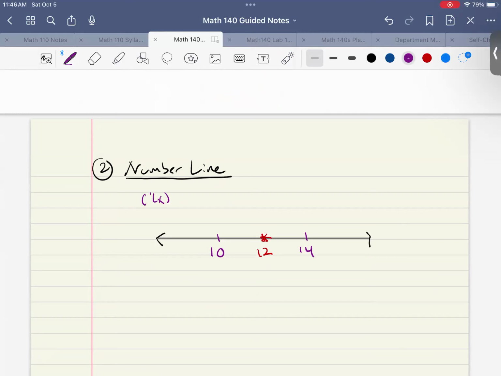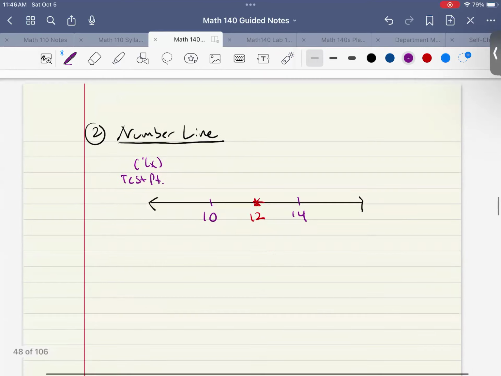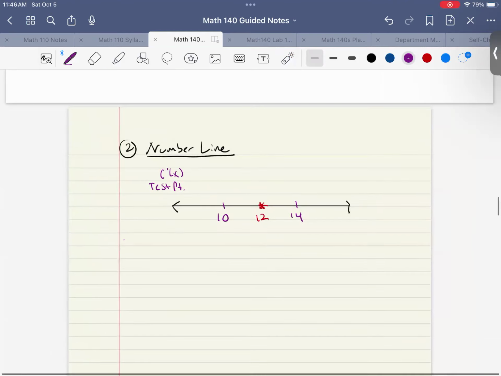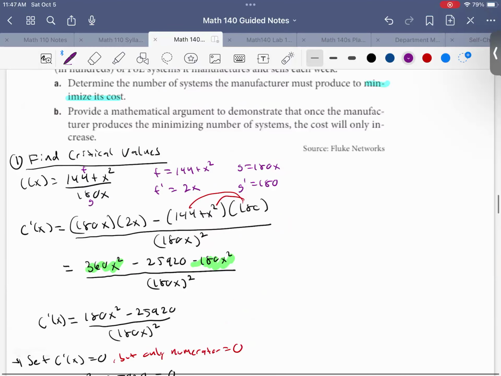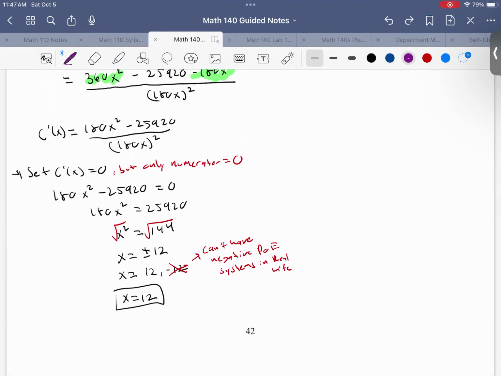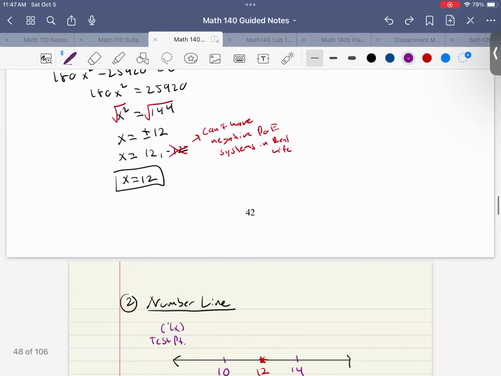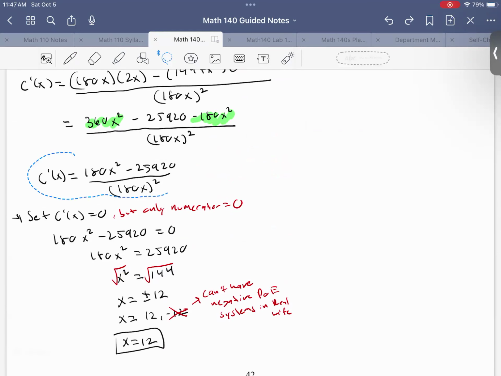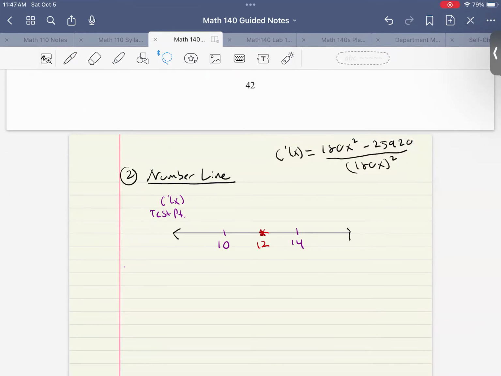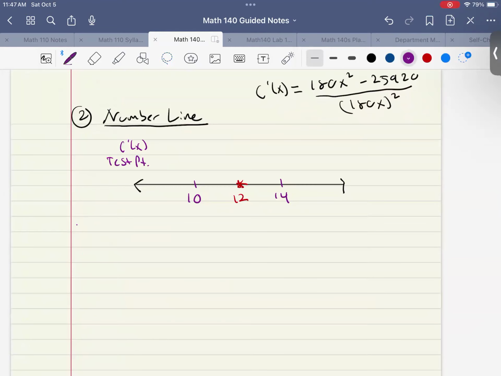All right, and so test points. So I'm testing out these points. So let's go out to the side and actually plug these guys into the function. So I'm going to plug it into the original function, right? I'm sorry, the derivative, which is this guy right here. So I'll copy that down here just for reference. So I'm plugging 10 and 14 into there. So let's go ahead and do that.